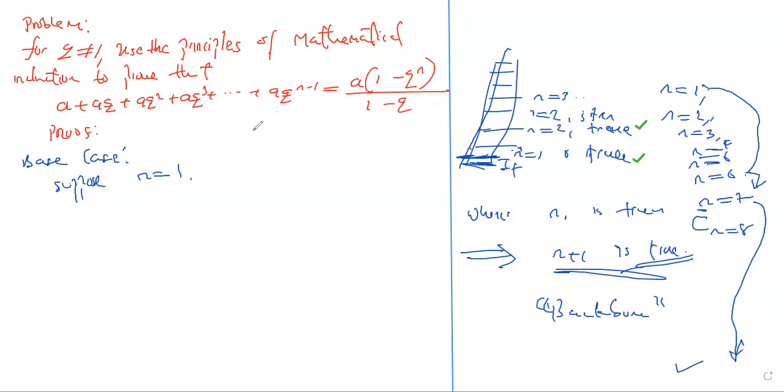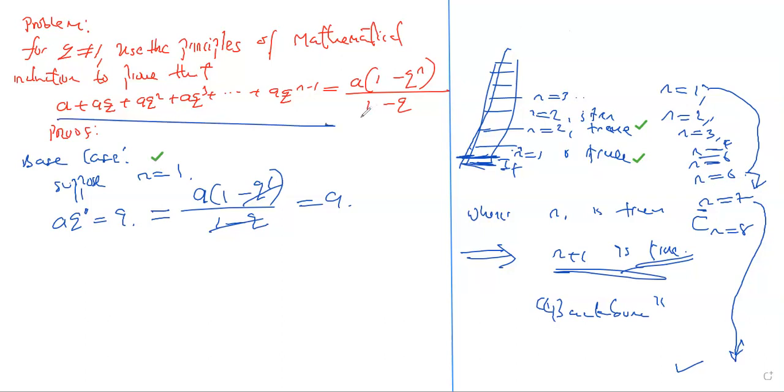The series becomes n minus 1 is 0. So this is AQ to the 0th power, which is A. But when n equals to 1, the formula gives A times 1 minus Q to the 1 power, all divided by 1 minus Q. No, sorry, not the 0th power, but Q to the 1 power. So we can always cancel out the 1 minus Q, since Q is not equal to 1. So there's no danger of dividing by 0. So we get an A. So both sides agree. The base case has been established, because for n equals to 1, this whole expression and this whole expression are equal.